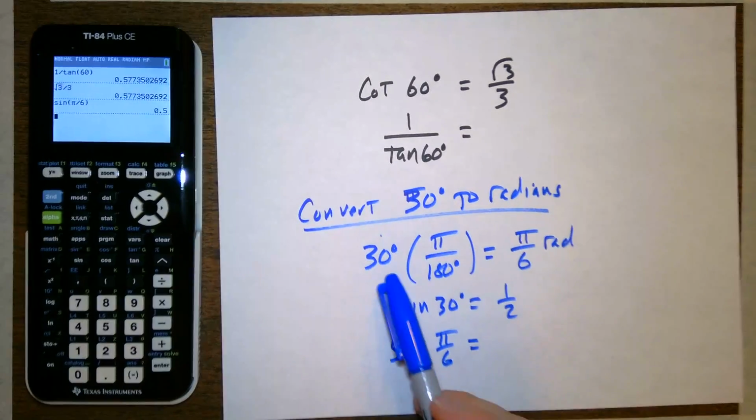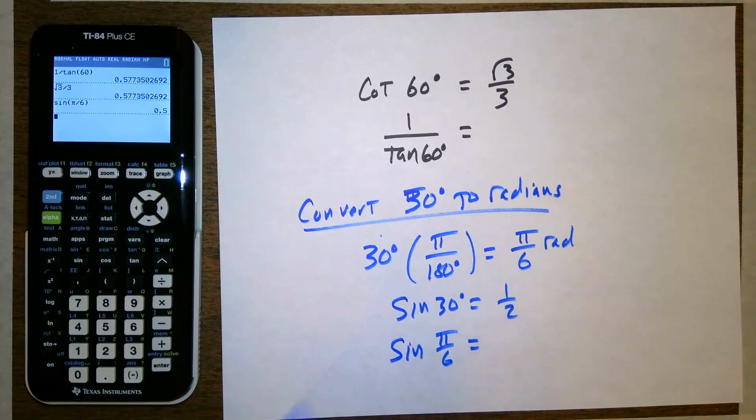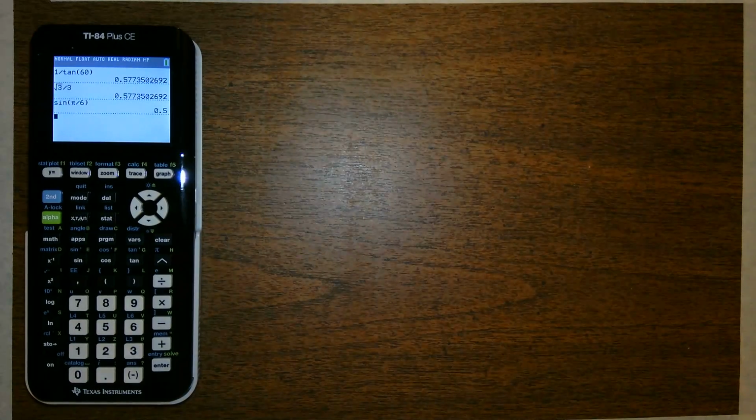So knowing the angles in degrees, we know the angles in radians, being able to switch back and forth, and finding the sine, cosine, and tangent of all of our reference angles. I want to do one more sample problem. What if it's not such a nice angle? Not one of our reference angles.